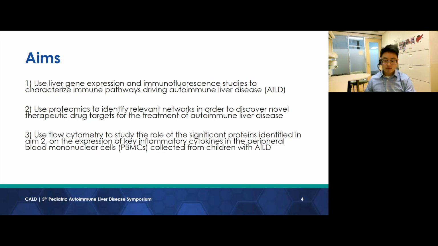And aim 3 was the functional aspect of our study. We used flow cytometry to study the role of the significant proteins identified in aim 2 on the expression of key inflammatory cytokines in the immune cells derived from children with autoimmune liver disease.